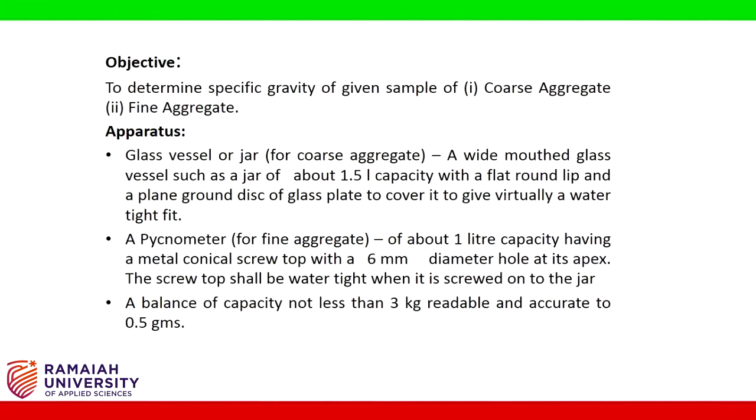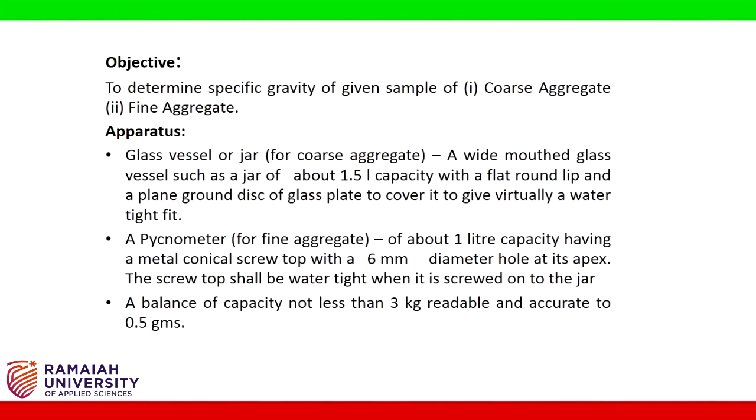Apparatus: a glass vessel or jar for coarse aggregate, a wide-mouthed glass vessel such as a jar of about 1.5 liter capacity with a flat round lip and a plain ground disc of glass plate to cover it to give virtually a watertight fit. A pycnometer for fine aggregate of about 1 liter capacity having a metal conical screw top with a 6 mm diameter hole at its apex. The screw top shall be watertight when it is screwed onto the jar.